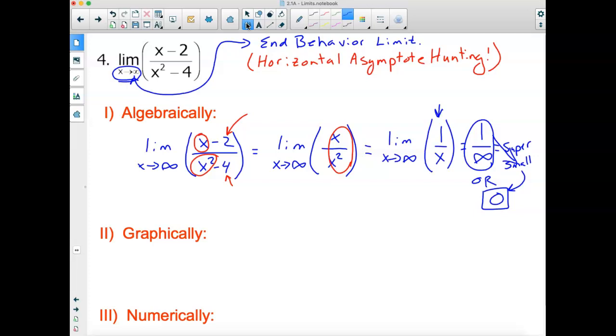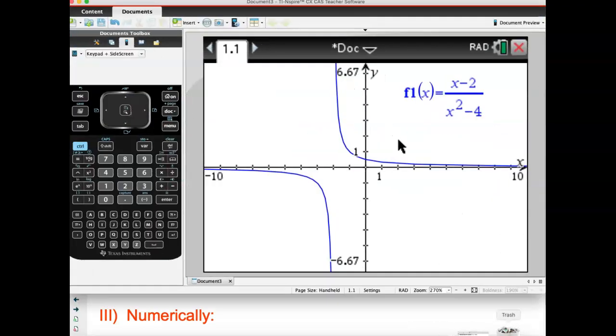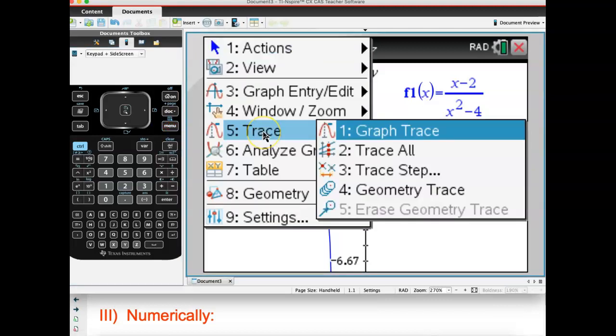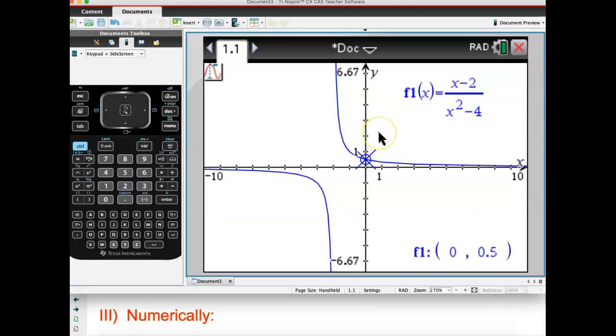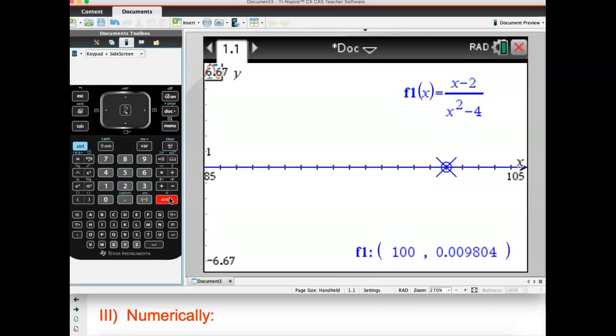Well, how are we going to do this graphically? We've done this graphically already, okay? When we do this graphically, we're still going to use the trace feature. We are still going to trace, but in order to go to trace, menu, trace, graph, I need to go to big numbers, like maybe 100. That's a really small 0.0098. Maybe 1,000. 0.00998.